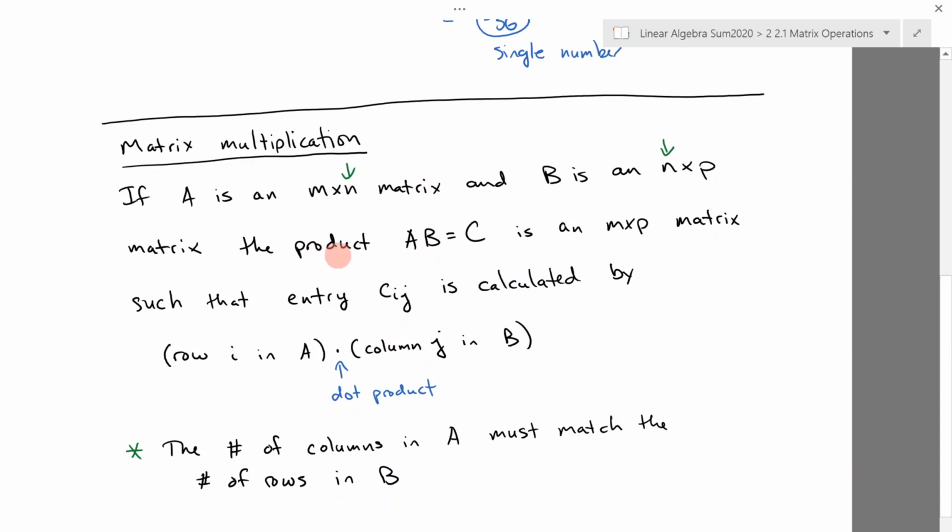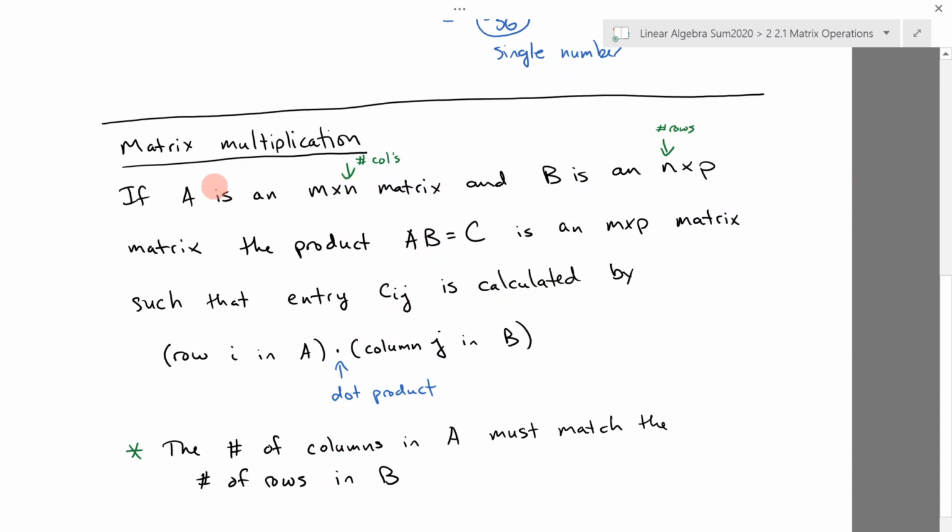And the matrix product, say A times B equals C, results in an m by p matrix. So first let's talk about the sizes of these matrices. The n here is the number of columns for A, and the n here is the number of rows for B.